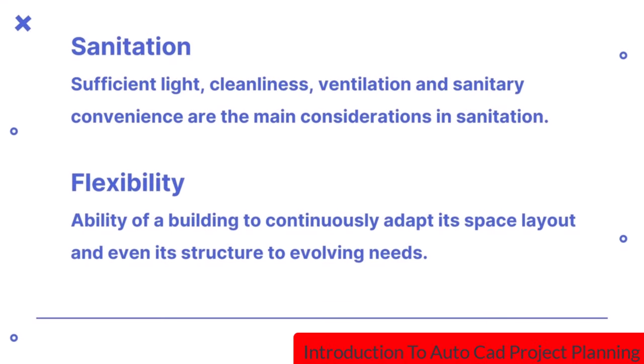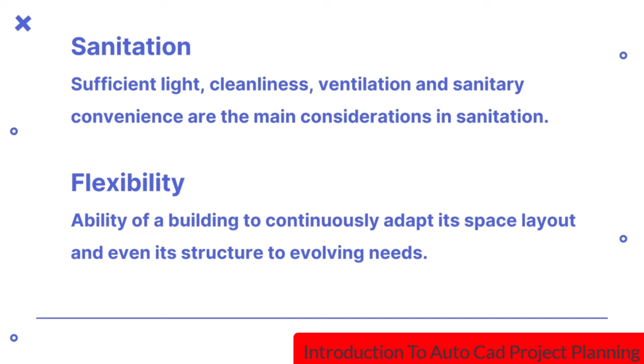The next principle is flexibility. The requirements of a family change as the family expands. The kitchen and the dining space have to be combined in most houses. There may not be any separate guest room, and it may become necessary to convert the living room into a guest room when required.